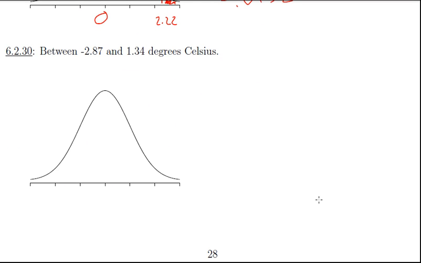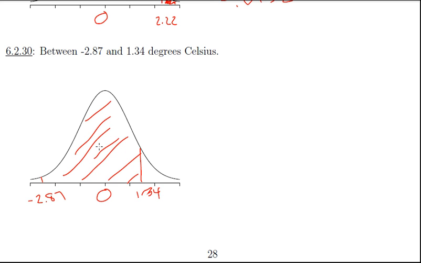Okay, so let's do the next one. We want the area in between negative 2.87, so 0 is my center, so that's going to be all the way out here, and 1.34. So that's going to be right there. We want the area in between. So remember when we did this, we first found the area to the left of negative 2.87, then the area to the left of 1.34, and then subtracted the two.